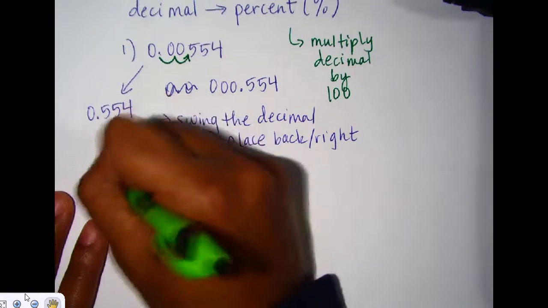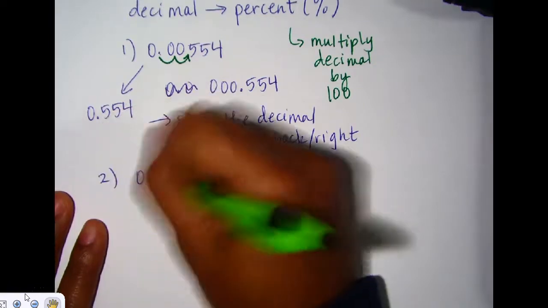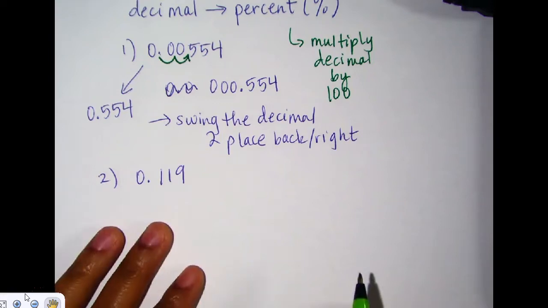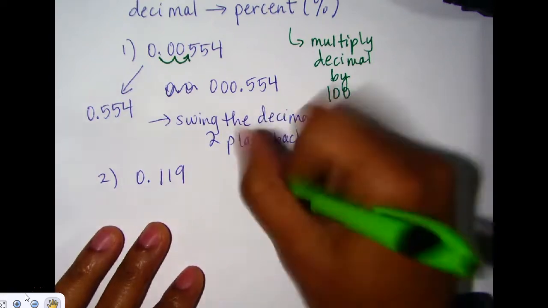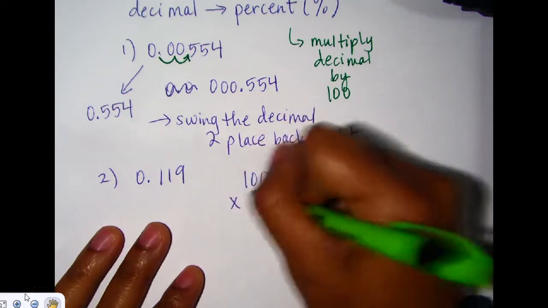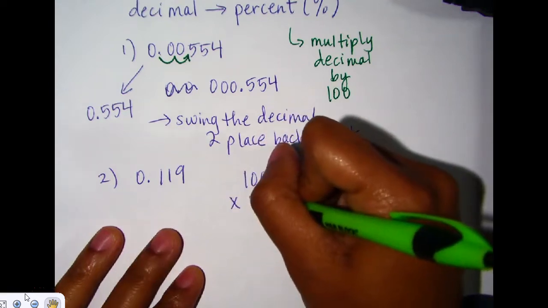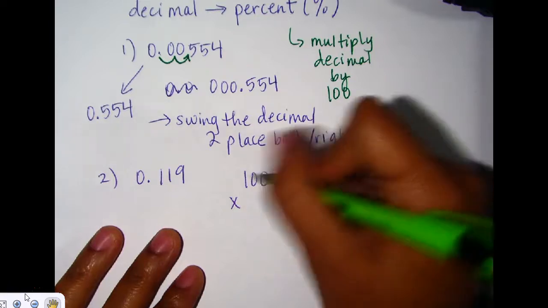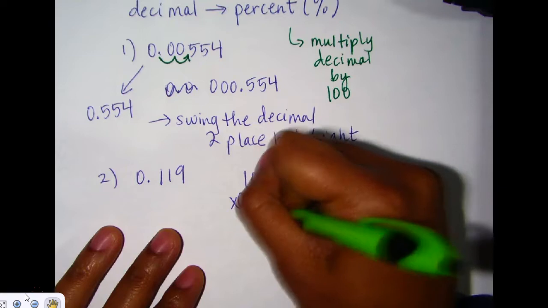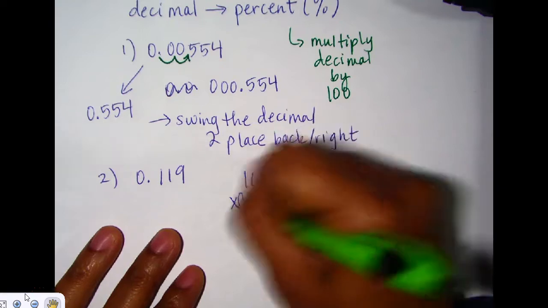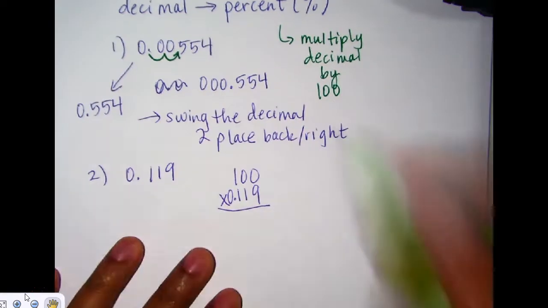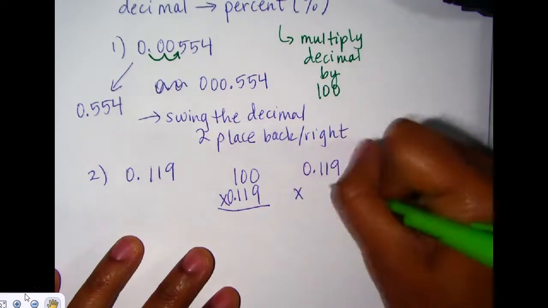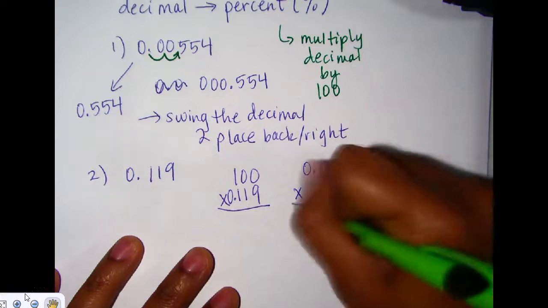I'm going to just kind of give them away. 0.119. Again, if we multiply this by 100, I'm going to go ahead and show you that math real quick. Remember, you don't have to line things up when you're doing this, so I'm going to just squeeze in this 0.119. Or let me do it this way because this looks a little bit neater: put the decimal on top, 119 times 100.